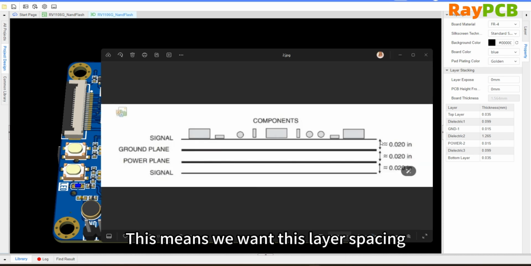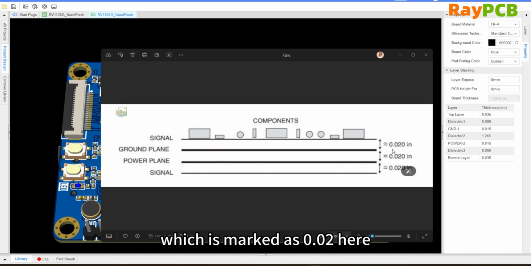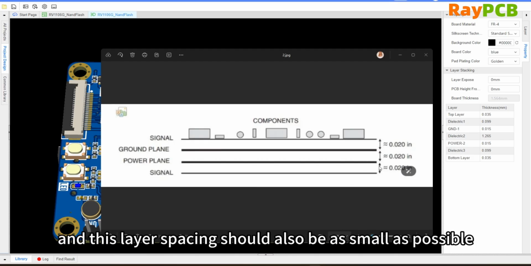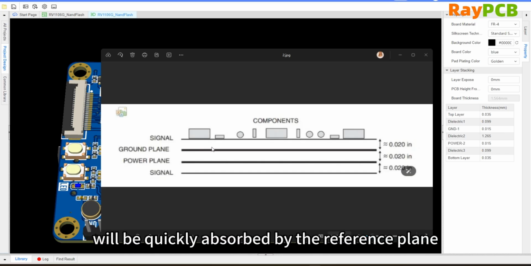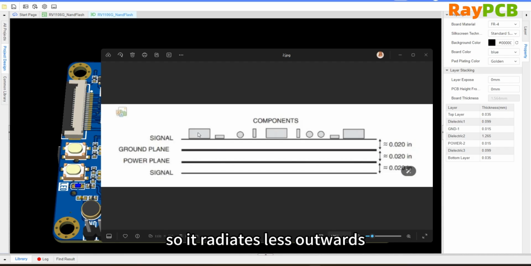That is to say, we hope that the interlayer spacing, which is marked here as 0.2, is as small as possible, and the same goes for this interlayer spacing. The smaller, the better. The radiation generated and the crosstalk signals will be quickly absorbed by the reference plane, so there will be less energy radiated outward.